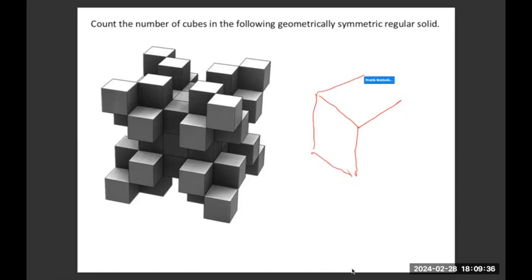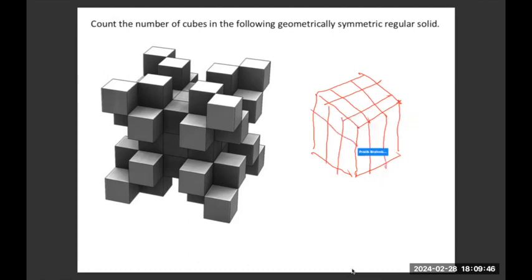This cube is made up of a 3 by 3 grid. This cube is actually placed here. This is where the cube is actually placed inside. Now, along this cube, there are other cubes which are attaching at the corners, and that corner is getting repeated.